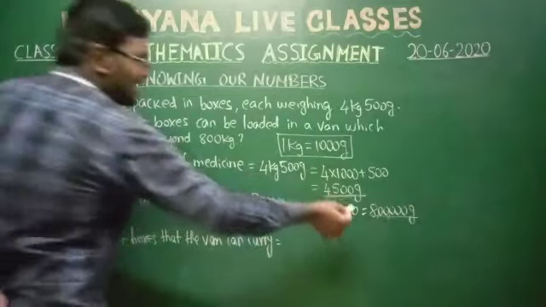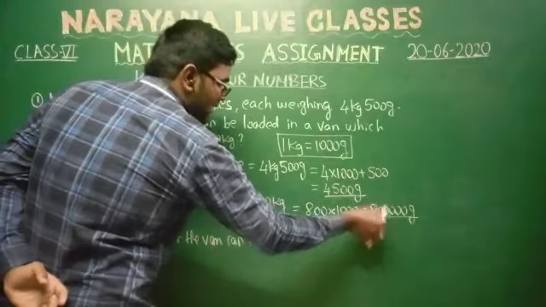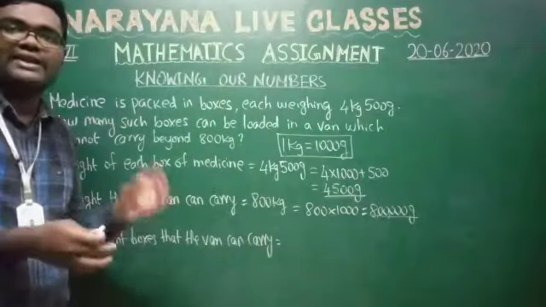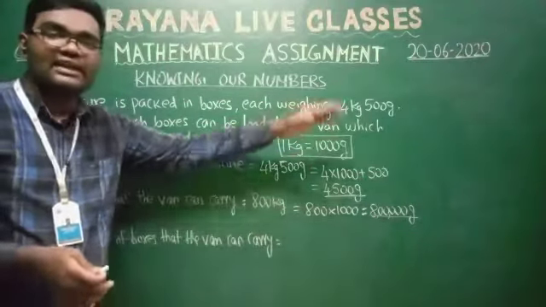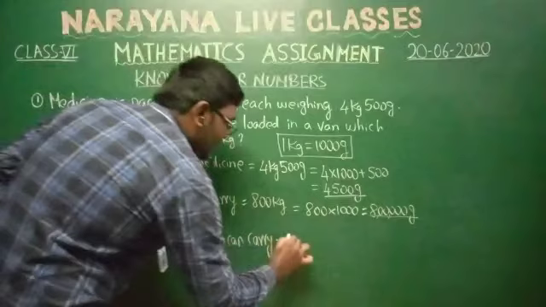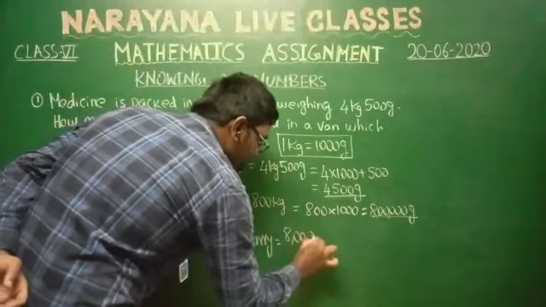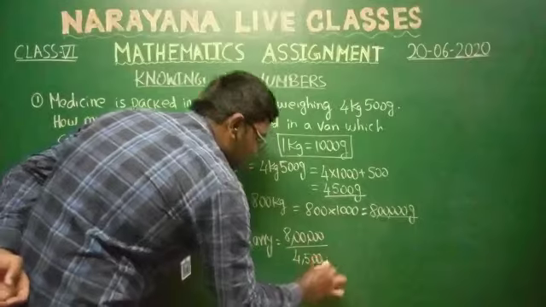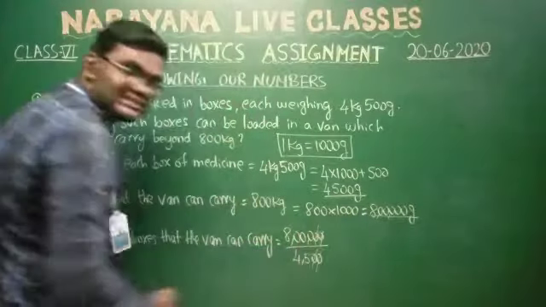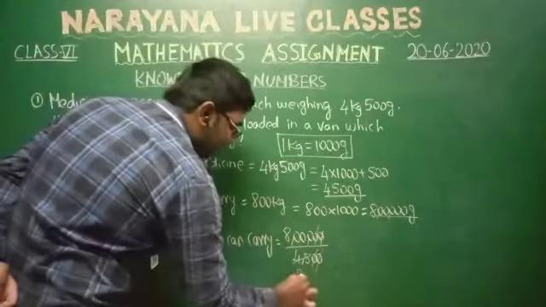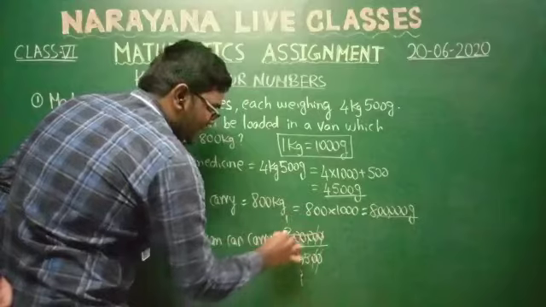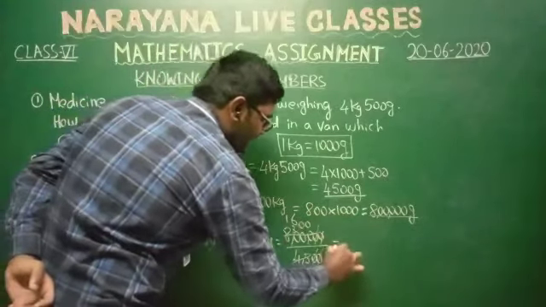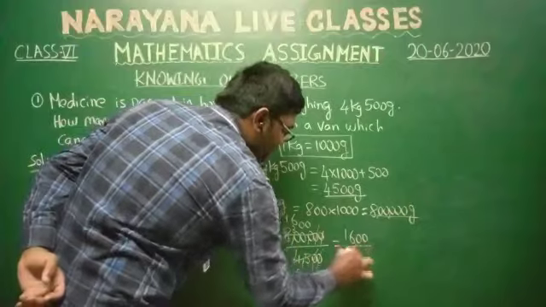It is the greater value divided by the smaller value. Always when we have to find the count, it is the greater value divided by the smaller value. So we'll get 8 lakh divided by 4500. So these zeros will get cancelled. Again 5 nines are 45, 5 sixes are 30, then 0 0. We'll get 1600 by 9.